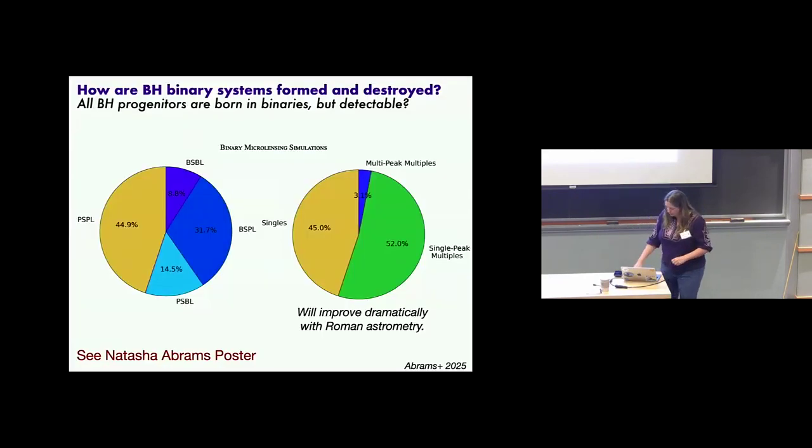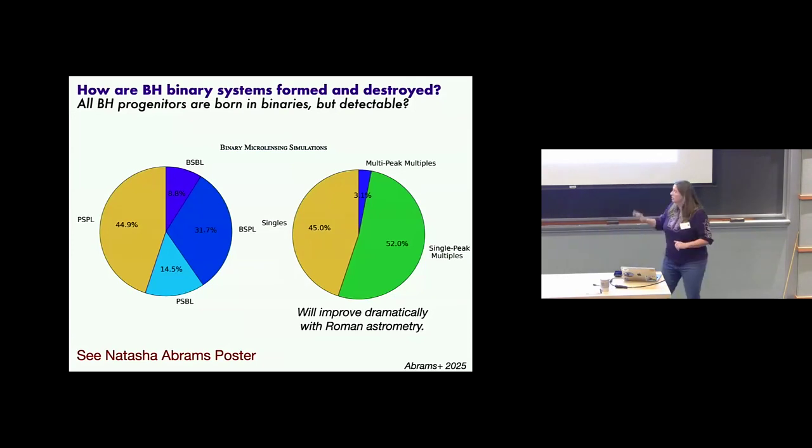How are binary systems formed and destroyed? We updated Popsicle more recently to include binary star systems, binary black holes, neutron stars, white dwarfs, all of it. And we said how many of those could be observed with microlensing. Natasha Abrams has a poster that will explain all of that if you'd like to ask her more about it. But fundamentally, all black hole progenitors are born in binaries, and they may not be detectable as binaries necessarily. Some will be, some won't be, at least with current surveys.